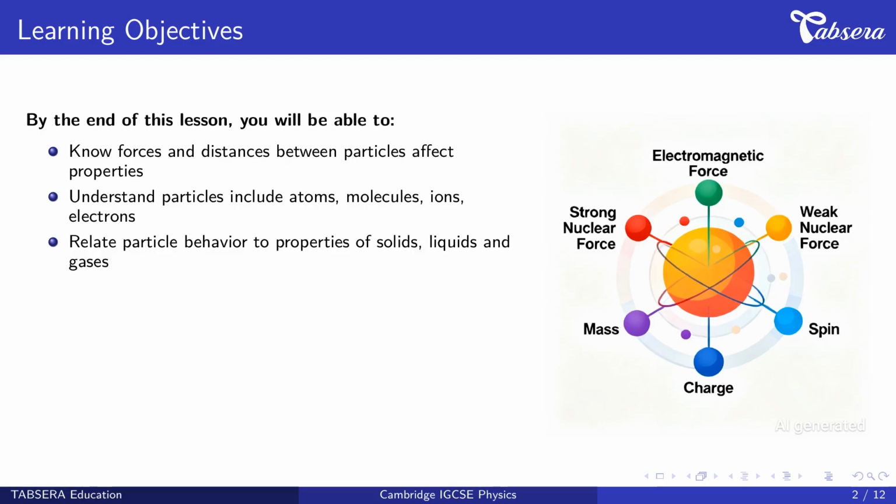By the end of this lesson, you will be able to know forces and distances between particles affect properties. This means understanding how attraction and repulsion between particles determines material behaviour. Understand particles include atoms, molecules, ions, electrons. These are the fundamental building blocks of all matter.